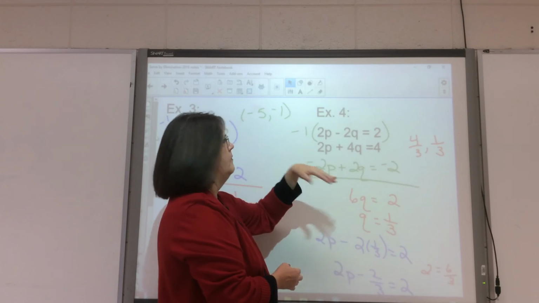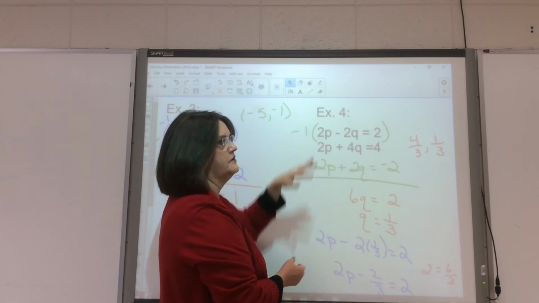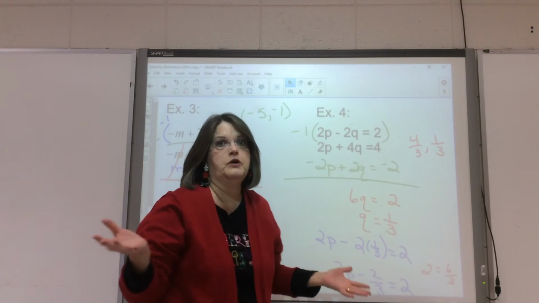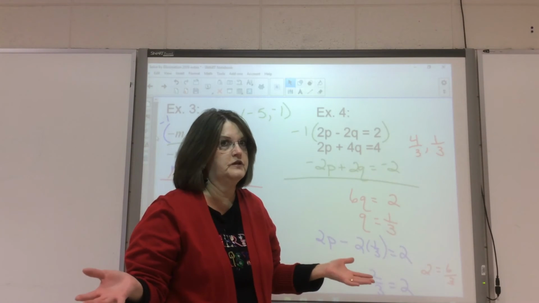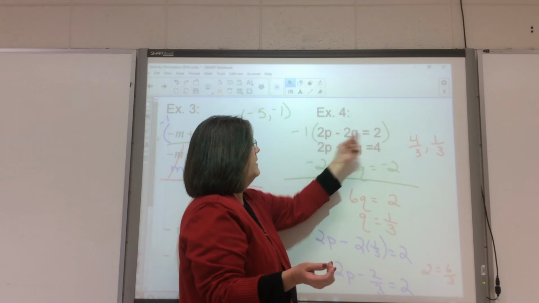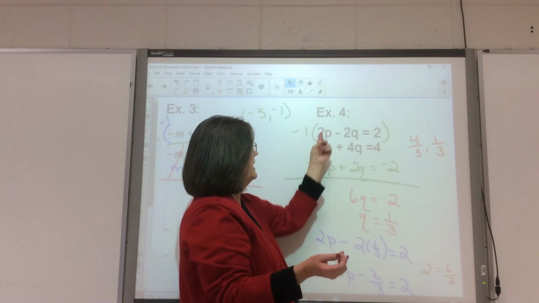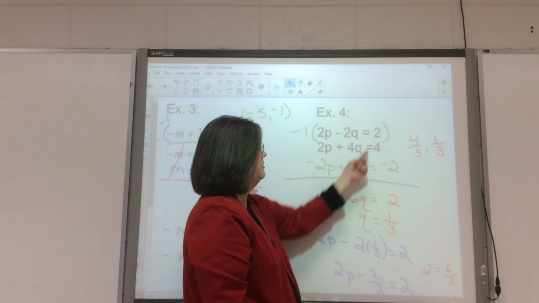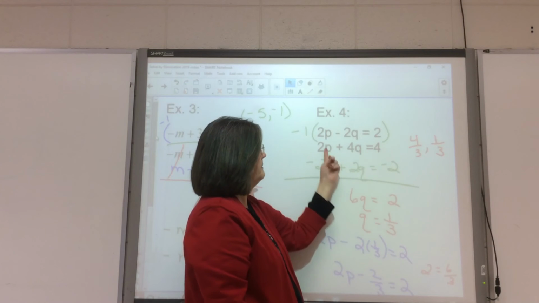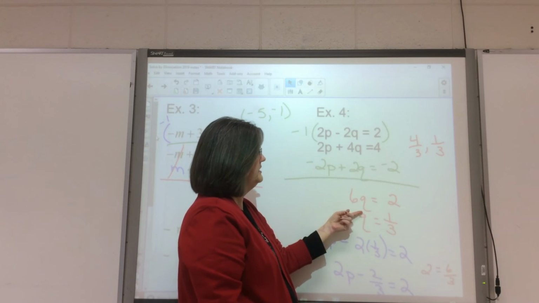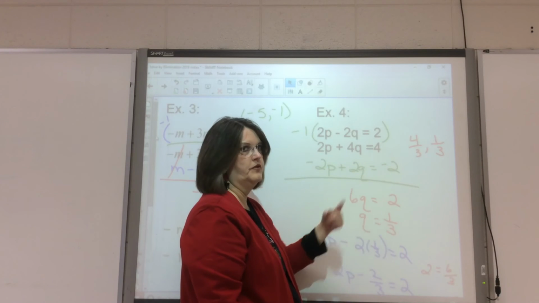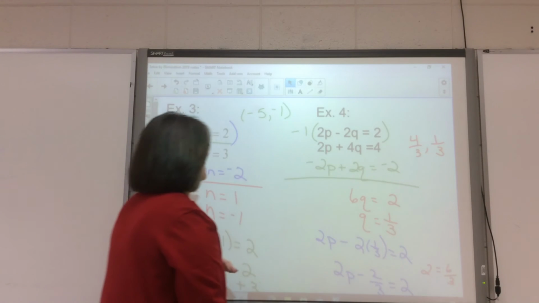Okay, this one over here, nothing's canceling out because I have 2p and 2p. So again, I need to multiply through by -1. So I just chose the first equation. I could have chosen the second equation to do that with. It wouldn't matter. So when I multiply through by -1, I get -2p plus 2q equals -2. Now I'm going to add these equations. My p's are going to cancel. I end up with 6q equals 2. Divide by 6, and q is 1/3. 2 over 6 reduces to 1/3.